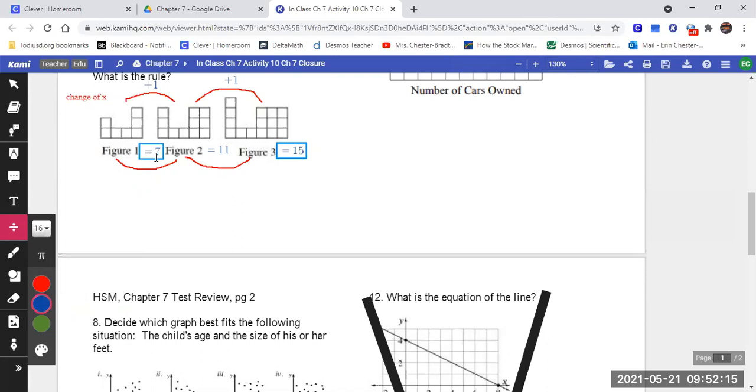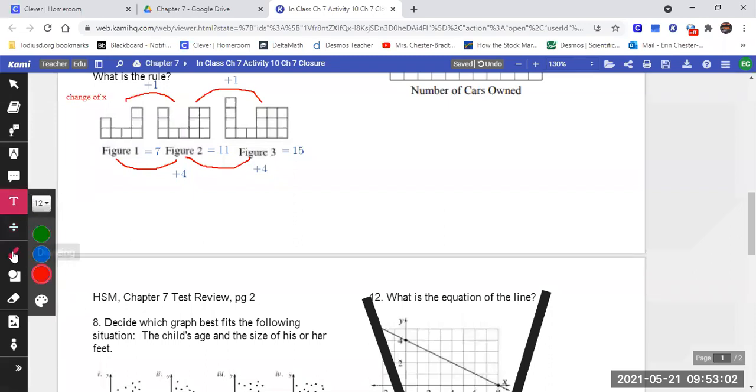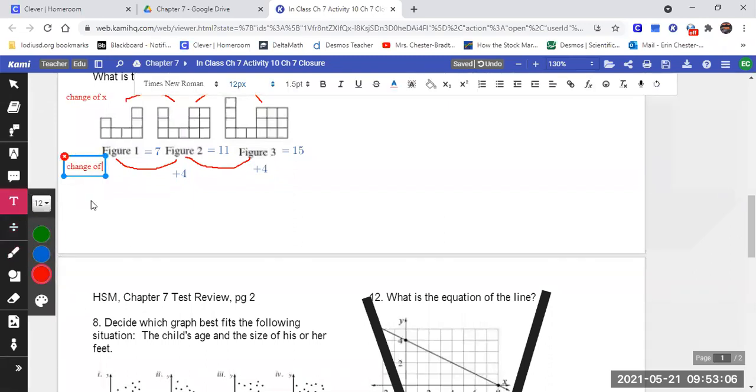Now we're going to go figure out how that's changing. Okay. How does it change from the number 7 to the number 11? What's going on? Okay, we added 4. All right, then we have to go from the number 11 to the number 15. What's going on? Adding 4 again. So do we have what we need to say that we have a change of Y? Yes. This plus 4 is the change of Y. That adding 4 each time, the adding 1 each time is the change of X.